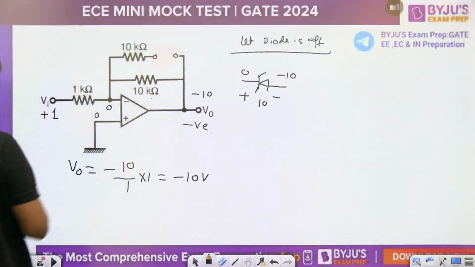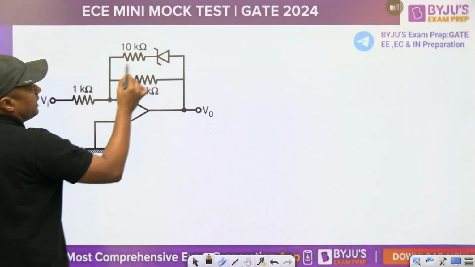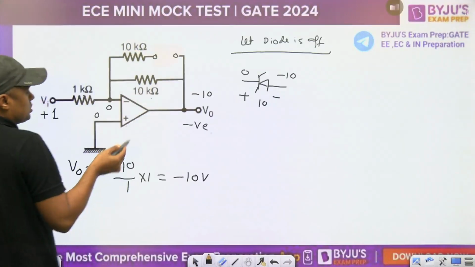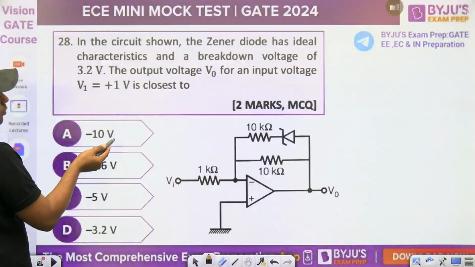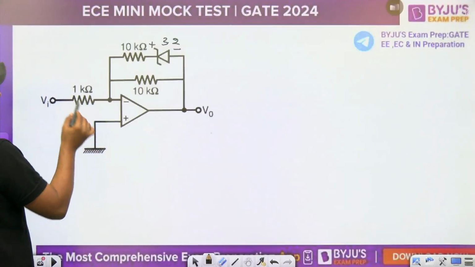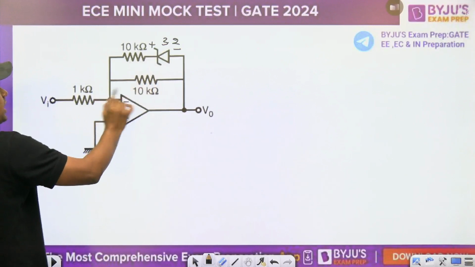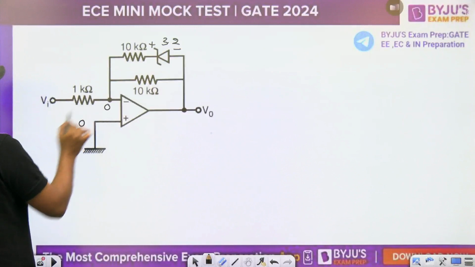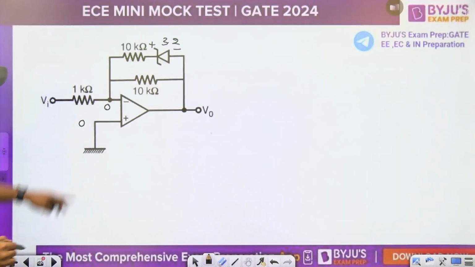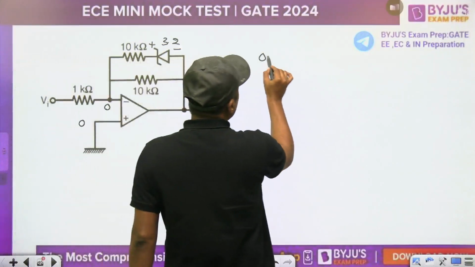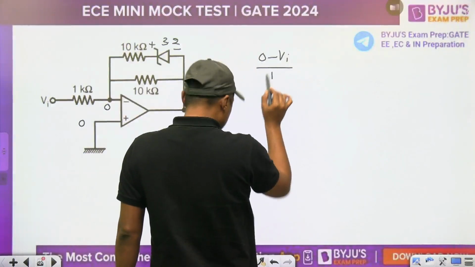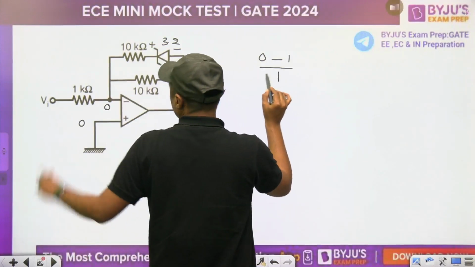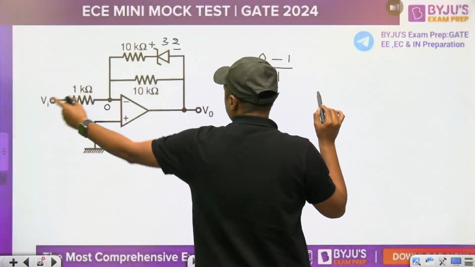Then second. Now when this diode is in breakdown region, the voltage across the diode is fixed at 3.2. That is the voltage drop across the diode. It is a 3.2 volt breakdown voltage. What is the output then? Very, very simple. Because of this path, it is a negative feedback. The virtual short concept: this is 0, this is 0. VP is equal to VN. You can apply the KCL at this point. So you can write 0 minus Vi upon 1. What is the Vi? 1 volt. So 0 minus 1 upon 1.